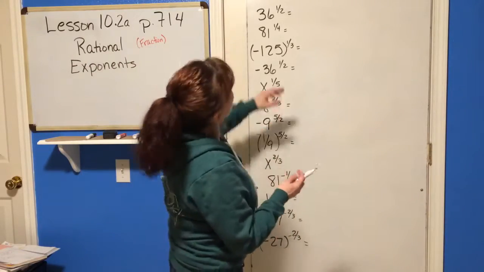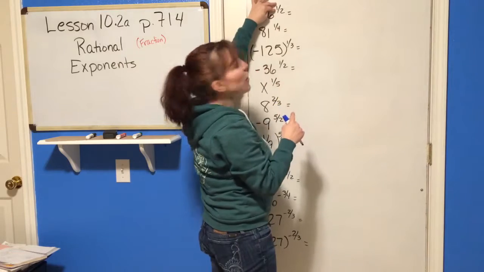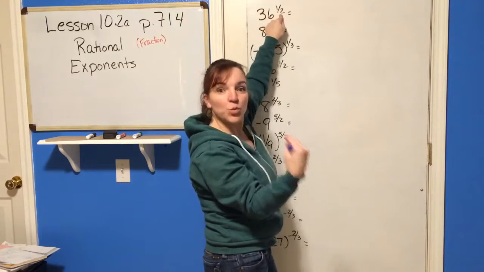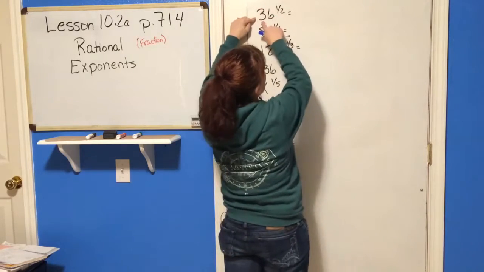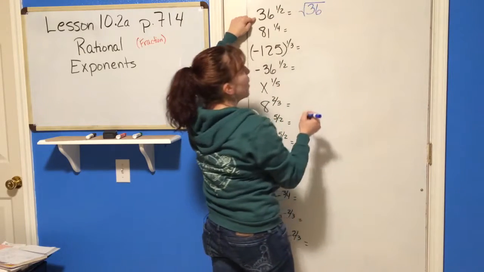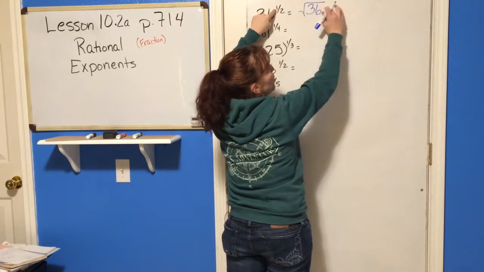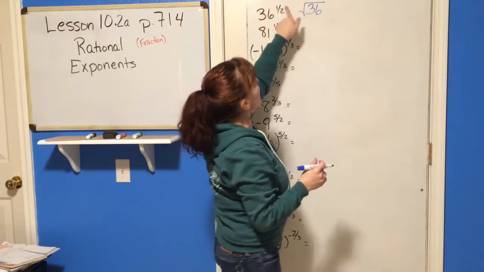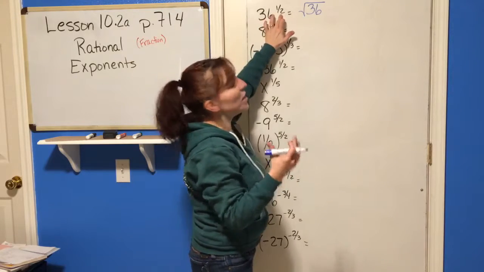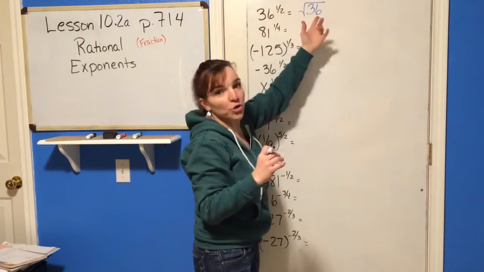Here we go. What's going to happen is this. With the fraction, the numerator of your fraction becomes your exponent. The denominator becomes a root. So what this says is 36 to the 1/2 power is the square root of 36. The 1 is on there, but a 1 power is just itself, so we don't write it. And the square root is the denominator of 2. The bottom number tells you what size root you have. The top number tells you what your exponent on your base is.